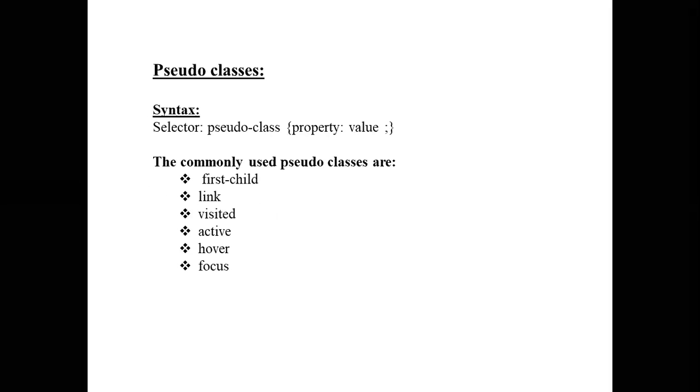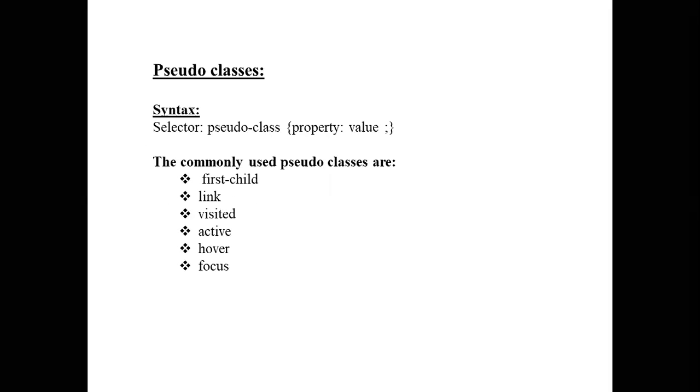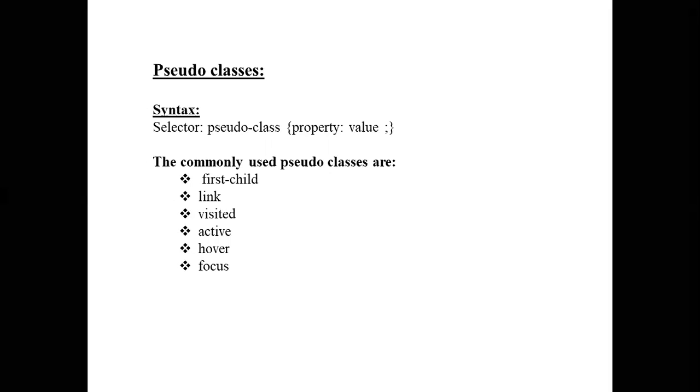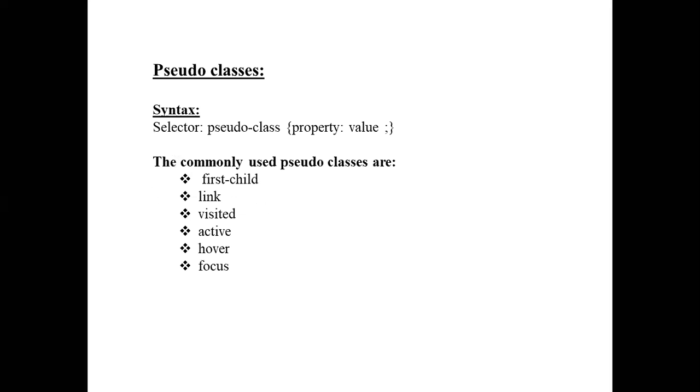The pseudo class syntax is selector, pseudo class, property, value. Here the selector is, suppose, element a, the pseudo class is visited, the property is color, and the value is red. That is the syntax, and these are the examples for each one: visited, active, link, hover and focus. For the first one, the selector is element a, the pseudo class is visited, the property is color, and the value is red or green.